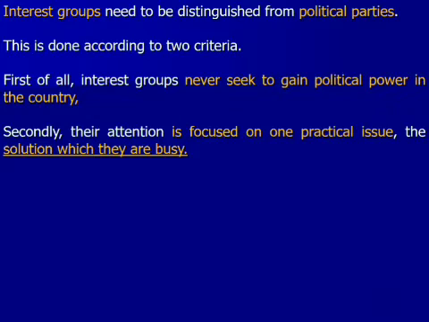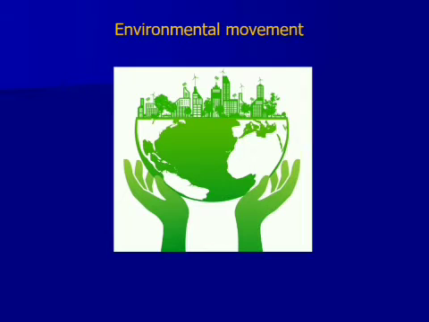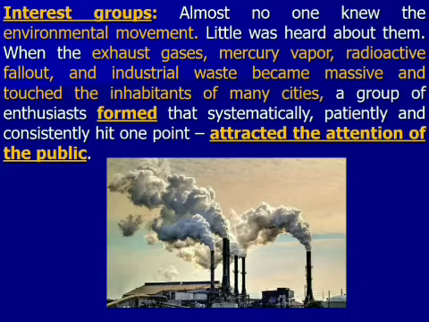This is done according to two criteria. First of all, interest groups never seek to gain political power. Secondly, they focus on one aspect of life. The next one is the environmental movement. It is an example of interest groups. They try to support the environment. They have their own aim and task. They never try to win the government.